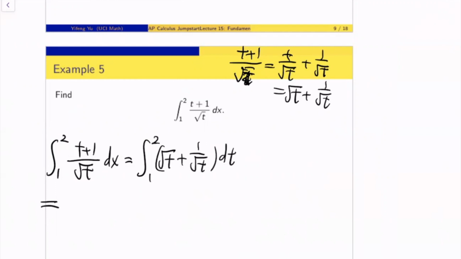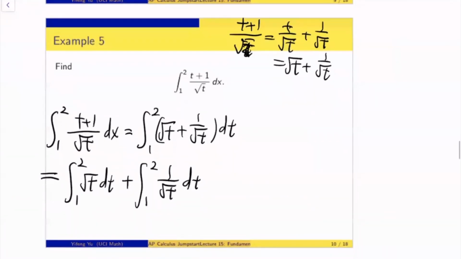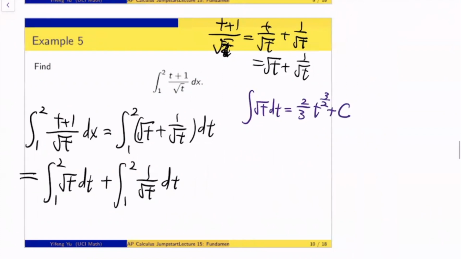We can do this because the integral is linear, so we can write it as two terms. The integral of a sum equals the sum of the integrals. So this is the integral from 1 to 2 of square root of t dt, plus the integral from 1 to 2 of 1 over square root of t dt. Then we just apply the antiderivative. Recall that the antiderivative of square root of t dt, which we did before, is 2 over 3 t to the power 3 over 2 plus some constant. Apply the formula. How about 1 over square root of t dt?